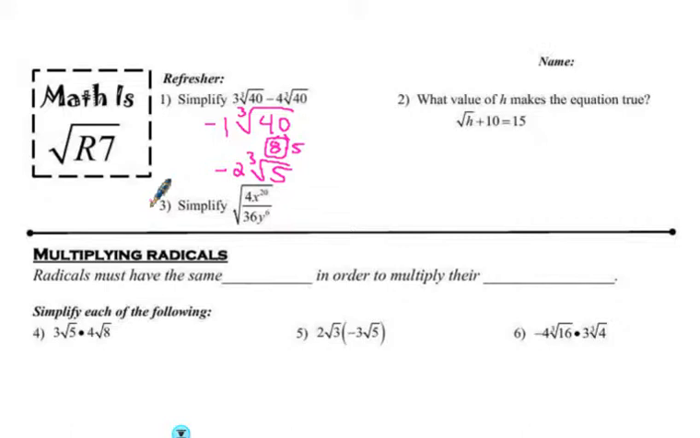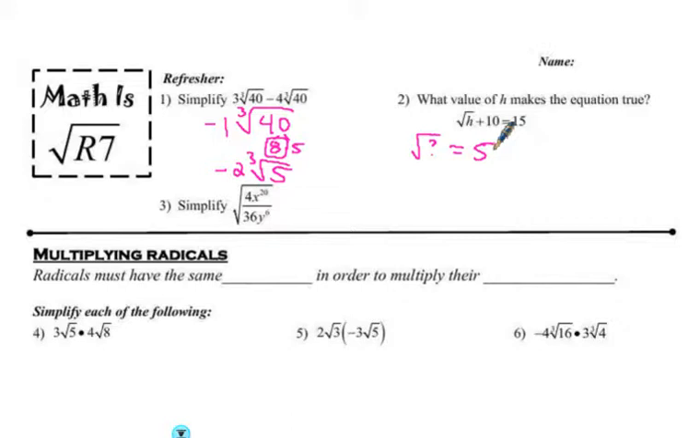So for number 2, what value of h makes this equation true? First thing I want you to do is just cover up the radical, scratch it off or whatever, and pretend it was just an x, and it was x plus 10 is equal to 15. What would x be? You have to think about it in your head. It should be 5. So really what you're going to ask yourself is the square root of what is 5? Because our goal is, once we simplify the square root, to get 5.